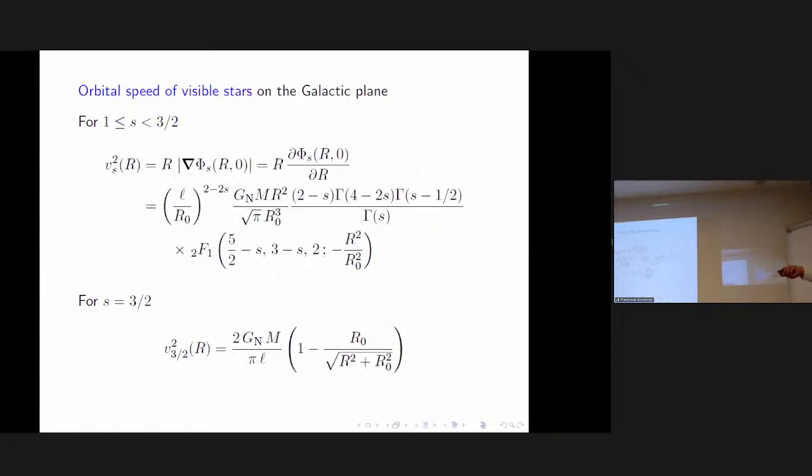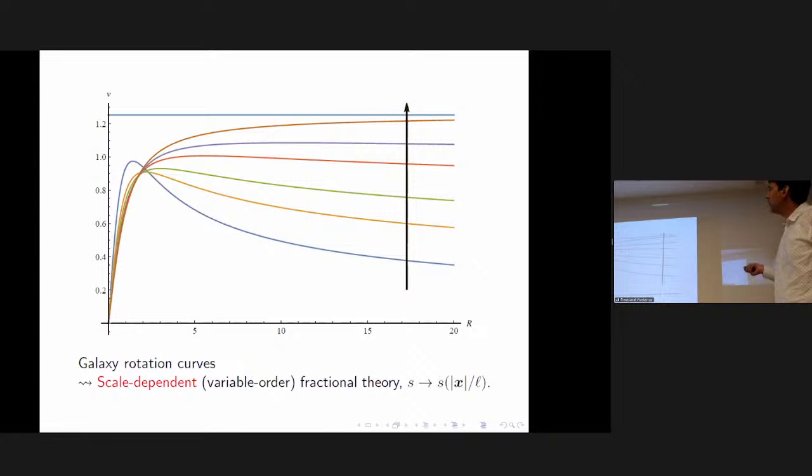Then, if we take the derivative and compute the orbital speeds for visible stars on the galactic plane, we get these two quantities, and again, we get a correction to the flattening of the galaxy rotation curve of the order of R0 over R, where R0 basically tells us how spread out our galaxy is with respect to the center. And this is a simple plot of the orbital velocities of stars as a function of the distance from the center, where S varies from 1, which is the Newtonian prediction, up to 3 halves.